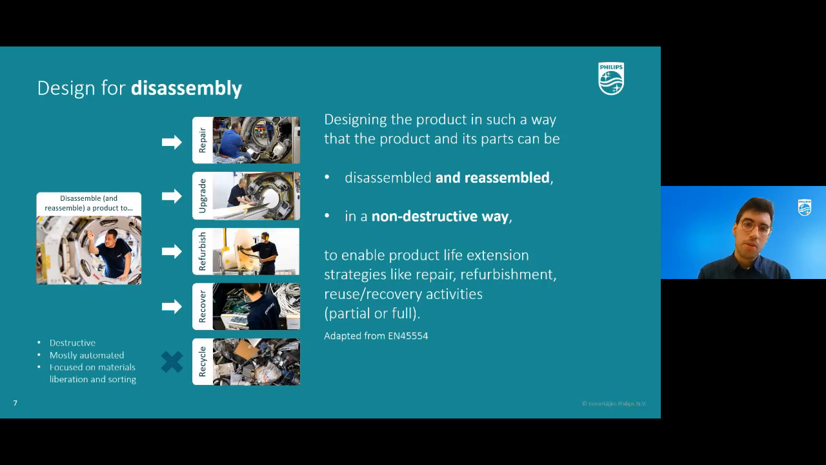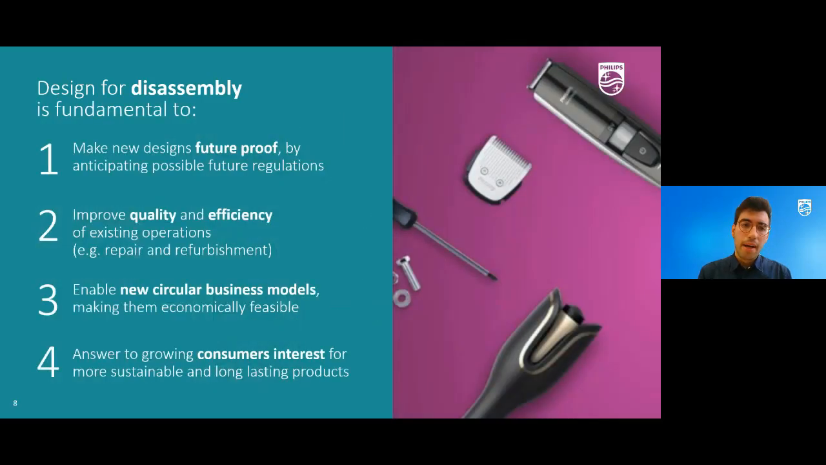What we do not consider as a strategy directly linked to disassembly is recycling. The reason is that recycling is a very different process compared to the ones I previously mentioned. There are very different types of stakeholders involved, and different types of processes. For instance, it's a destructive process. It's mostly automated, at least in Europe and in Western countries, and is really focused on material liberation and sorting. For that reason, we use very different types of guidelines, approaches, methods, and tools for designing for recycling.